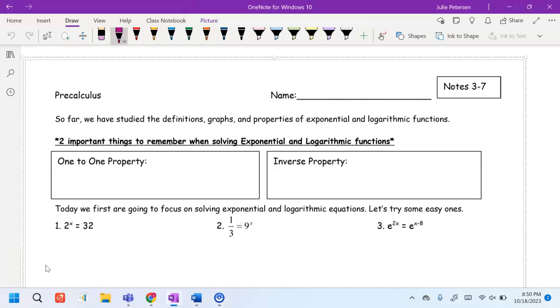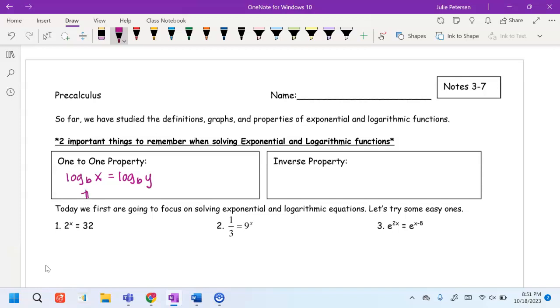and for logarithms that looks like this. If we have log base b of x equal to log base b of y, then we can say that x equals y. Now keep in mind this is only true when there's a single log on either side of an equal sign, not a plus or a minus, but it has to be on opposite sides of an equal sign. And the same is true for exponentials, right?